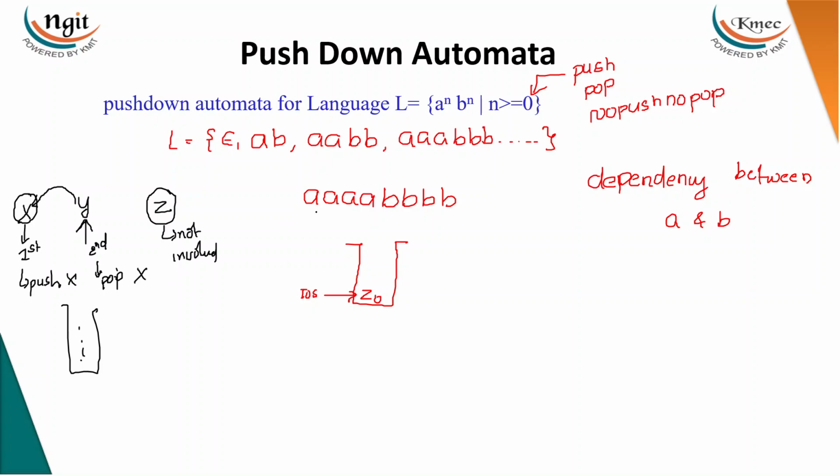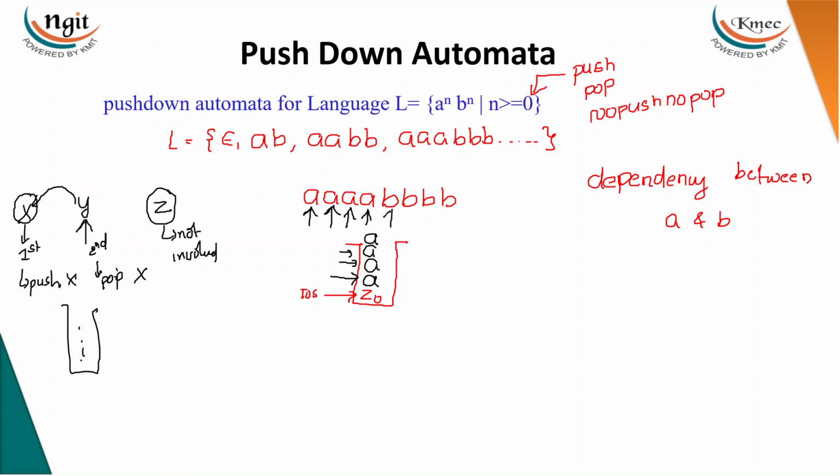Let me explain this. Here, A: check whether it is in the dependency or not. Yes, the number of A's must be equivalent to the number of B's. So for the first A, what is the top of the stack? Z0. Then you have to push it, because A is involved in the dependency. Now the top of the stack is A. For the second A, push it. For the third A, push it. For the fourth A, push it. All the A's you have to push.